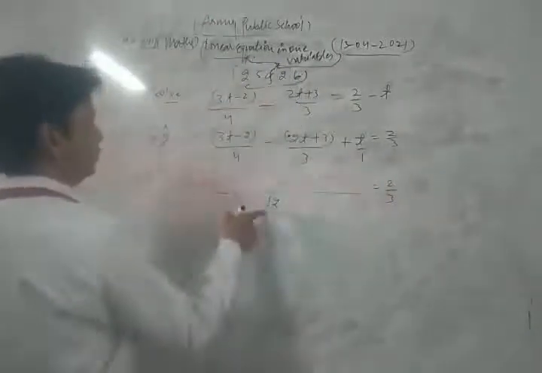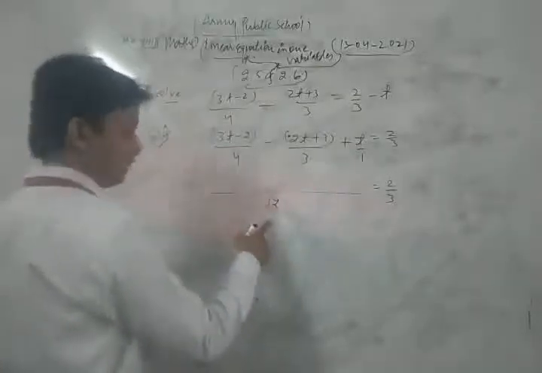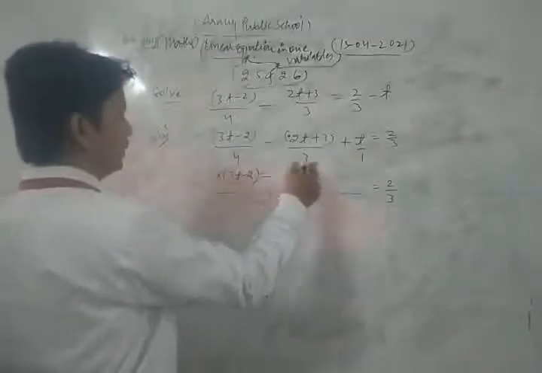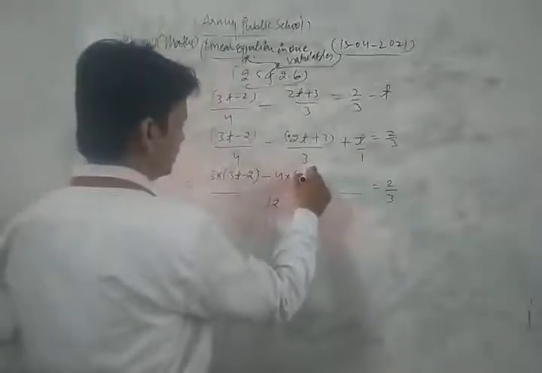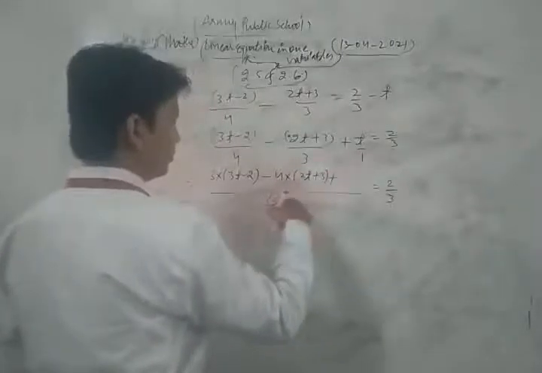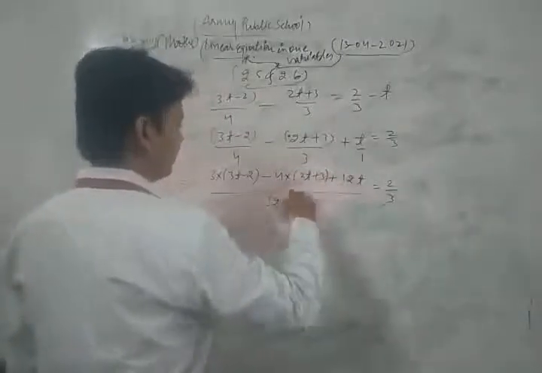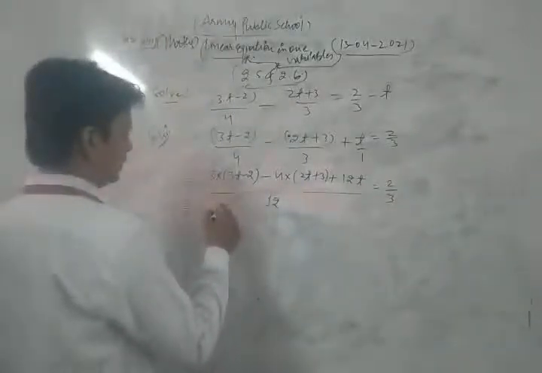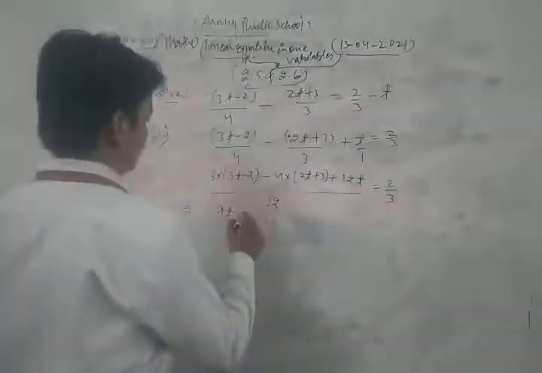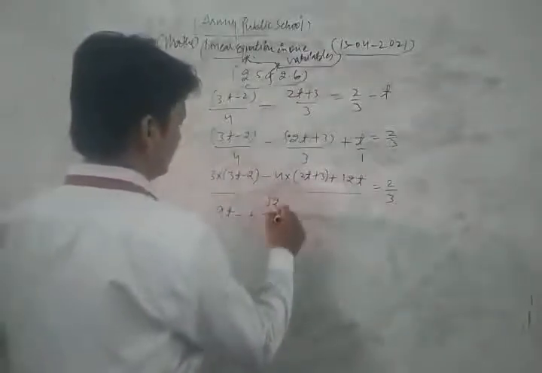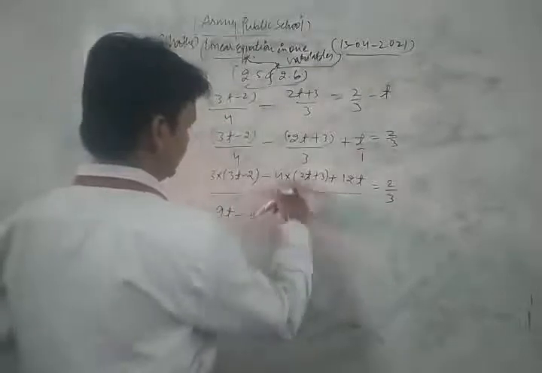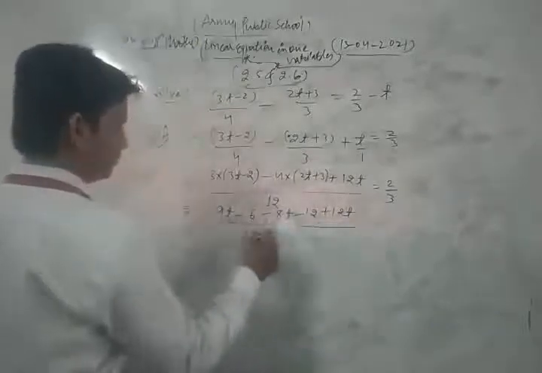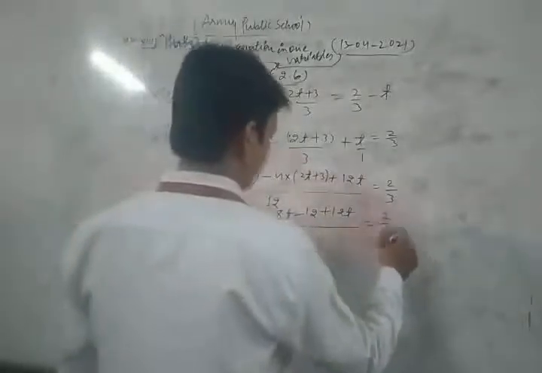Now we divide 12 by 4 and get 3, and 12 by 3 and get 4. So we write 3 into (3t minus 2), minus 4 into (2t plus 3), plus 12 into t, that is 12t. Now we simplify them. 3 3s are 9t minus 3 2s are 6, and minus 4 2s are 8t, minus 4 3s are 12, and plus 12t, upon 12 is equal to 2 into 3.